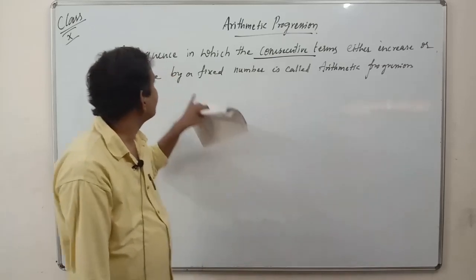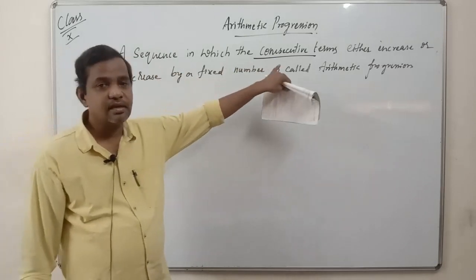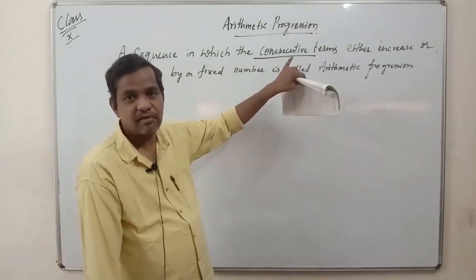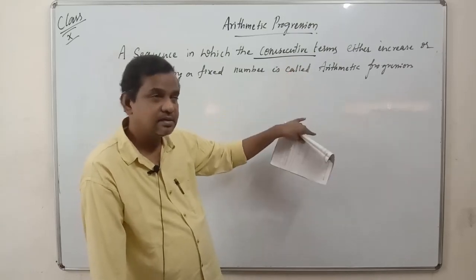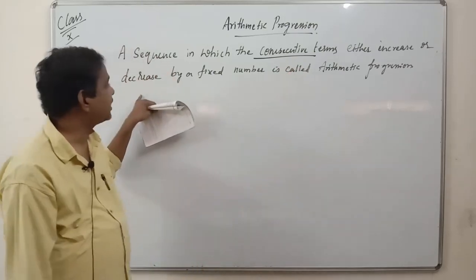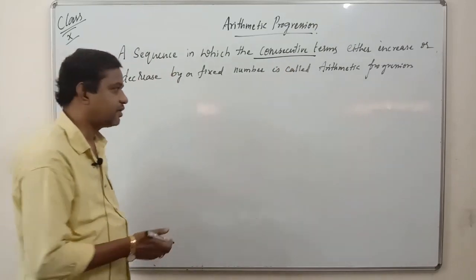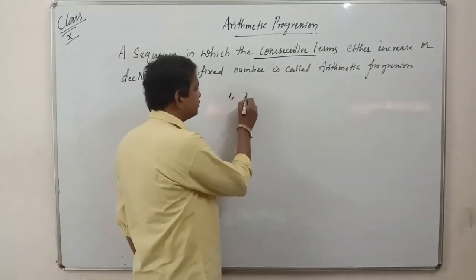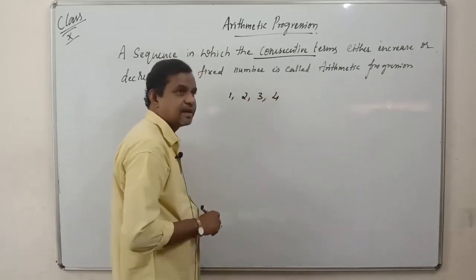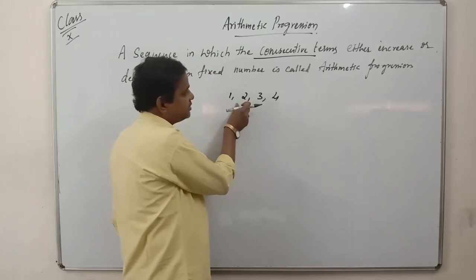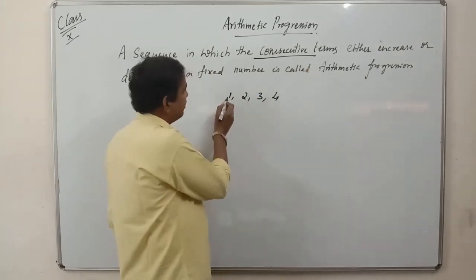A sequence, and that should be in consecutive terms, in a formal term, which may increase or which may decrease by a fixed number. Increasing in the sense, for example, if I write 1, 2, 3, 4, see, they are increasing here. These are the consecutive numbers 1, 2, 3, 4. Increasing in the sense by a fixed number.